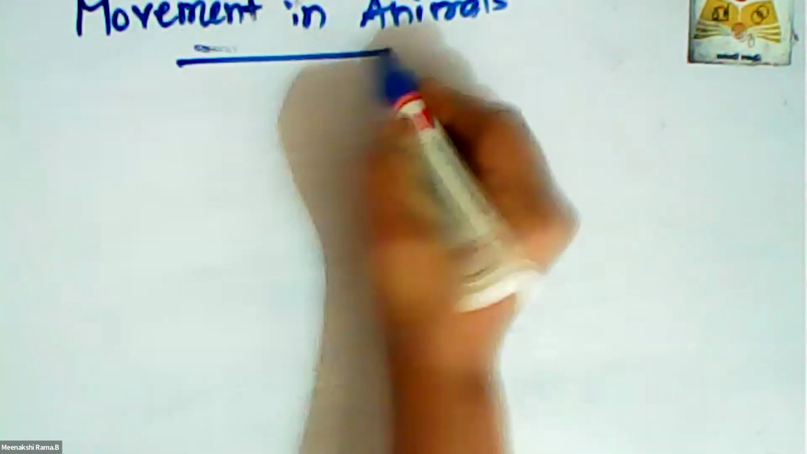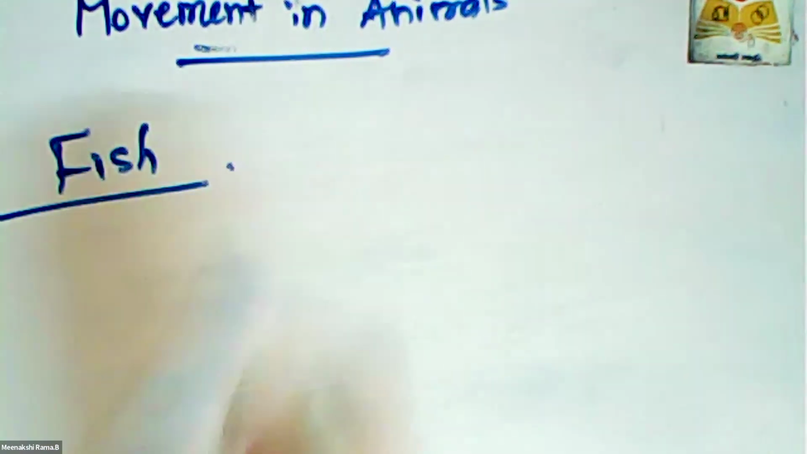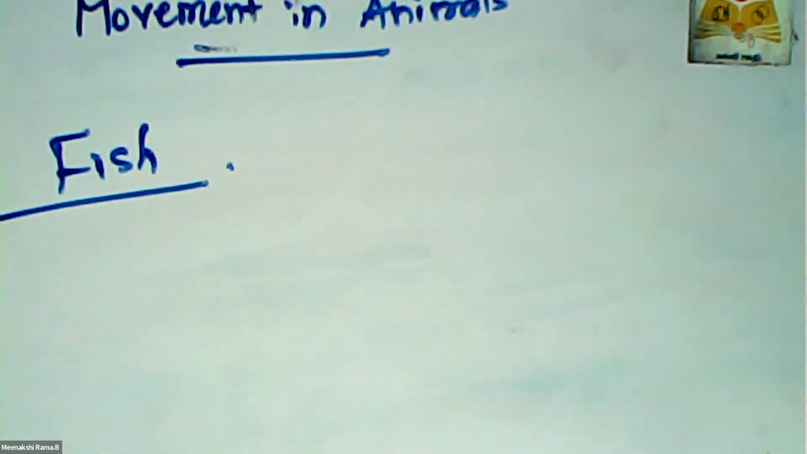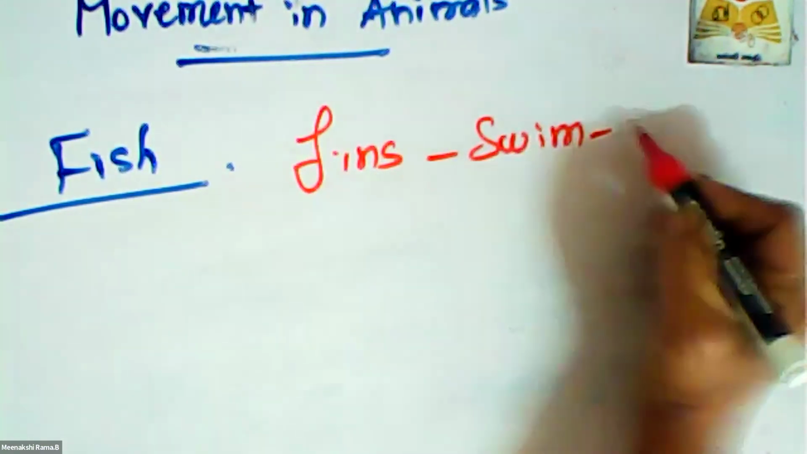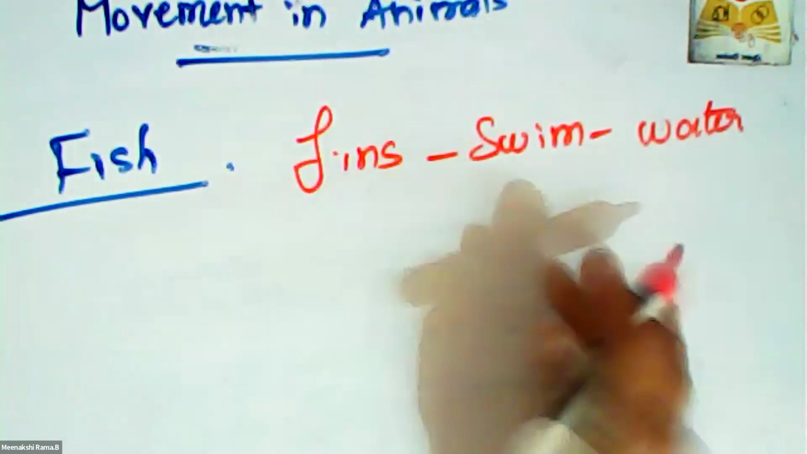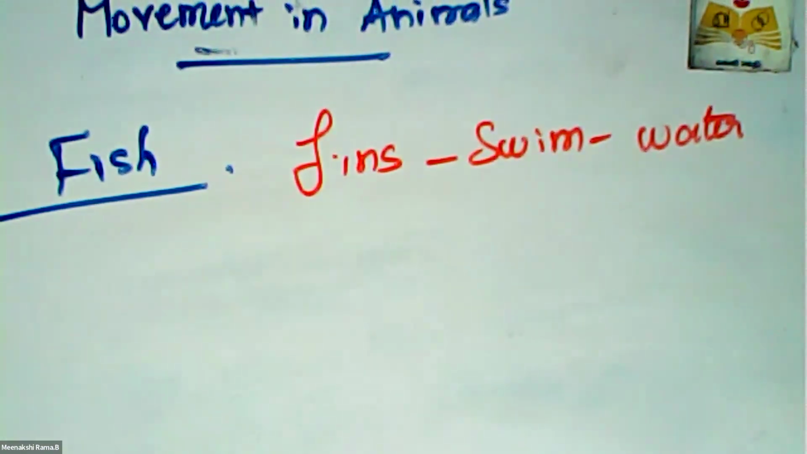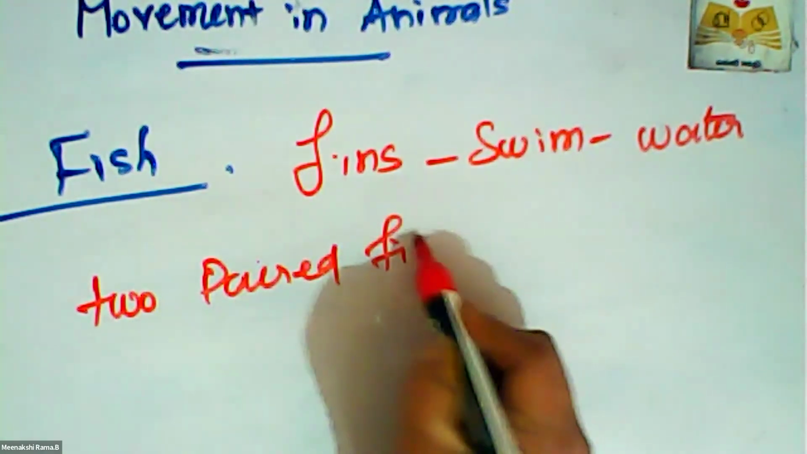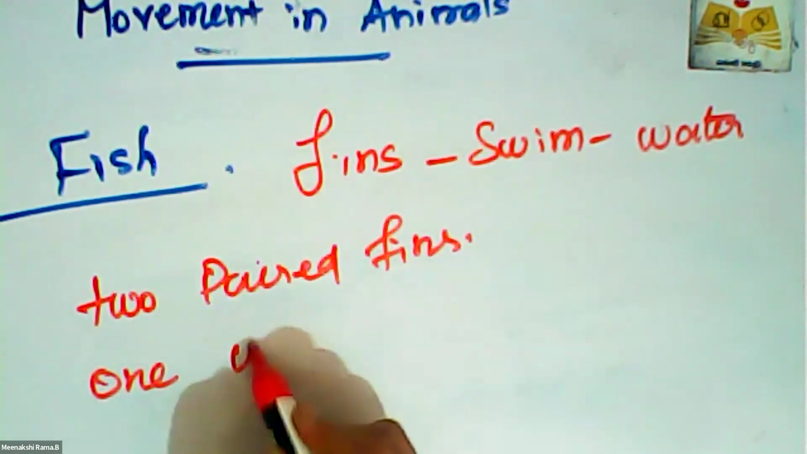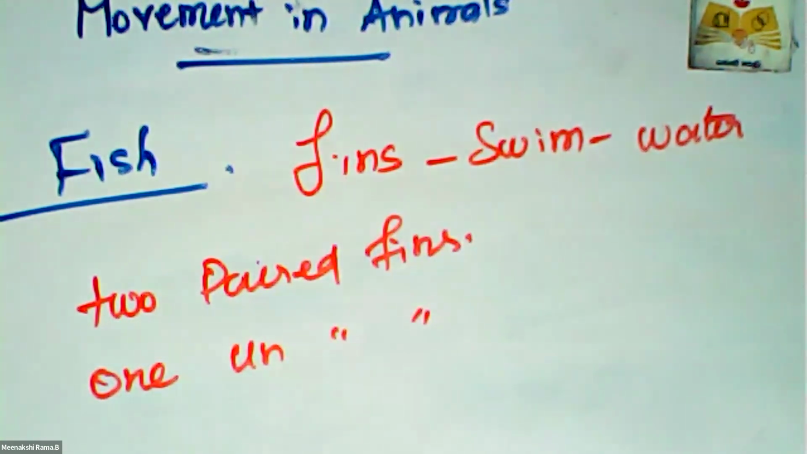Next animal is fish. Yes, this movement also differs. Fish swim with the help of their fins. With the help of their fins, they are swimming in water. Where is it swimming? In water bodies. Fish swim with the help of fins. They have two paired fins and then one unpaired fin also present on their body.